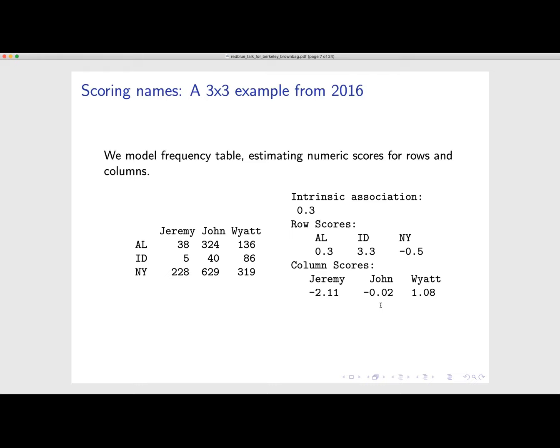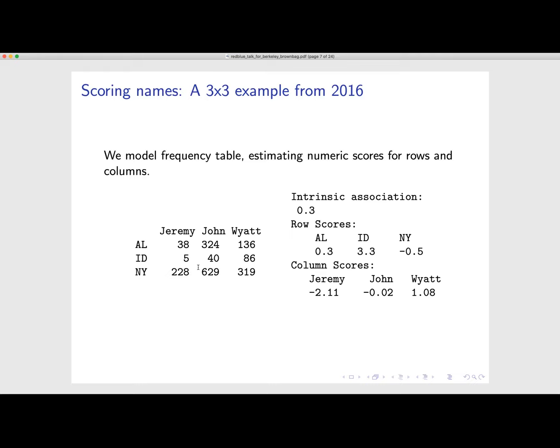Is this what we would get from the table by just looking at something very simple, like the percentage of people who are Wyatt? I don't think so. You might get something like this if you compare the ratio of Jeremy's to Wyatt's. You might get something that makes Idaho look like a big outlier, and roughly like that. But what it's doing is taking the distributions and asking how similar these distributions are. And I'll show you a little bit more about this.